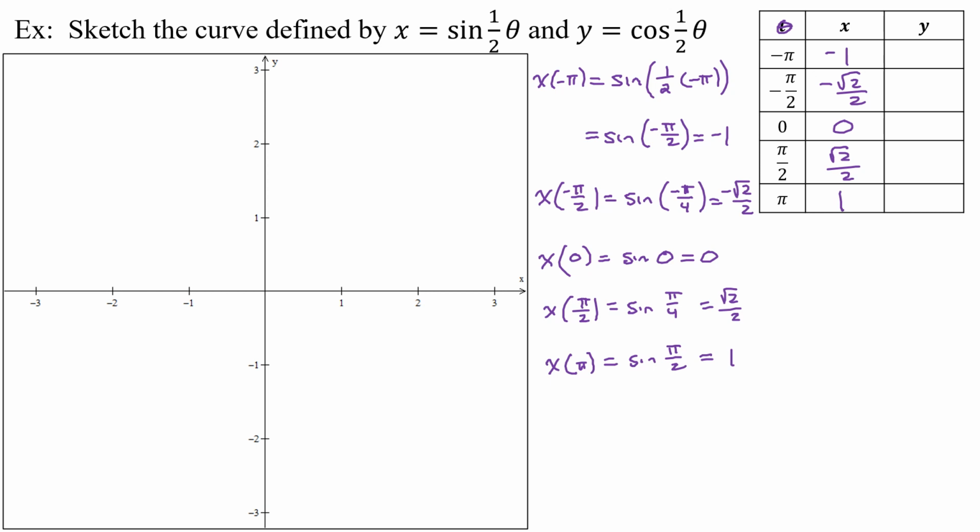And then I want to do the same thing with cosine, or the y values. So y at negative pi, it's 1/2 times negative pi, just like it was on the sine. So I'll get cosine of negative pi over 2. Well, cosine is an even function, so the negative has no bearing. So whether it's negative pi over 2 or positive pi over 2, cosine of pi over 2, that is 0. If you plugged in negative pi over 2, you would actually end up being cosine negative pi over 4. Again, the negative doesn't actually matter. This would be root 2 over 2.